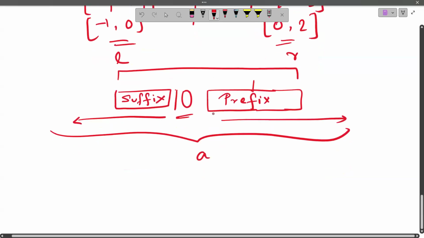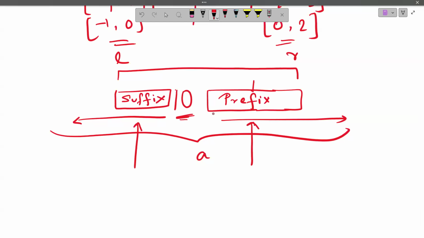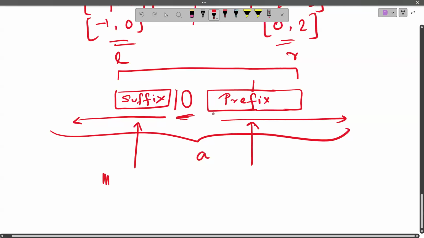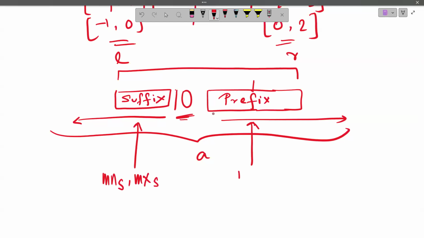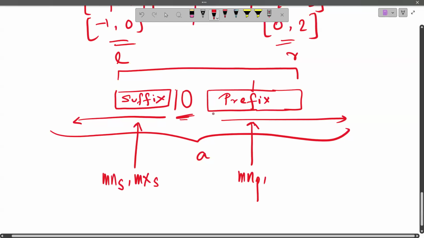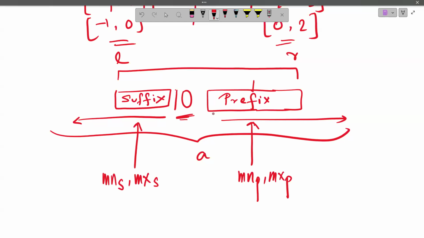So my idea was, why not compute the minimum possible suffix sum and the minimum possible prefix sum, and the maximum of those. Suppose the minimum possible suffix sum here is mns and the maximum possible suffix sum is mxs. Similarly, the minimum possible prefix sum here is mnp and the maximum possible prefix sum is mxp. And suppose this value is v.